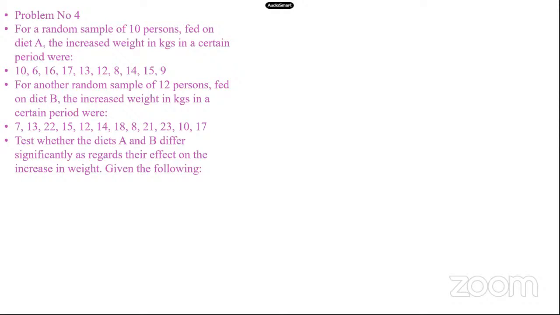सेम आताच्या सारखंच. डिफर सिग्निफिकंटली, लक्षात घेण्यासारखा दोघात फरक आहे का? ऍज रिगार्ड्स देअर इफेक्ट, त्यांचा परिणामकारकतेमध्ये. ऑन द इन्क्रीज इन वेट, वजन वाढवण्यामध्ये, परिणाम करण्यामध्ये लक्षात घेण्यासारखा फरक आहे का? Given the following.